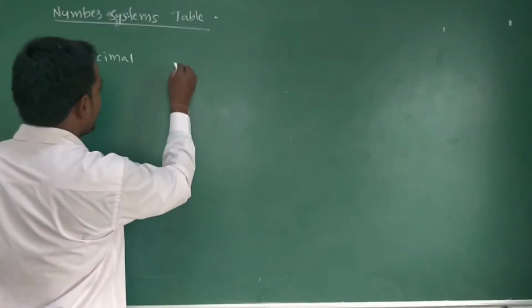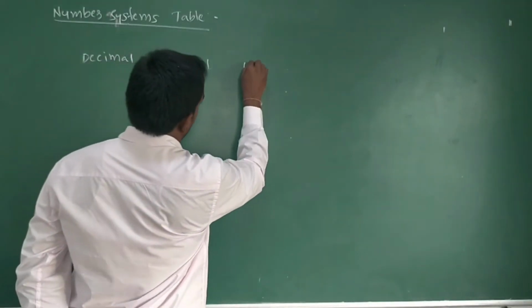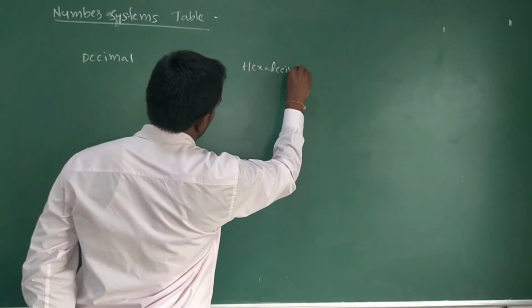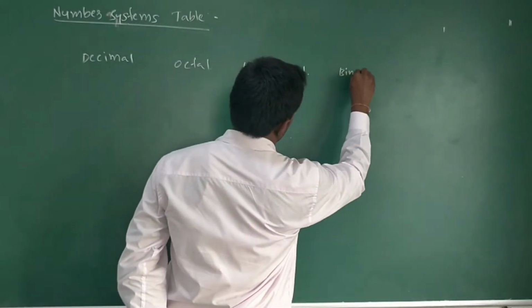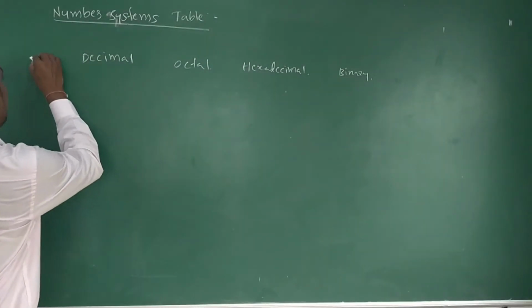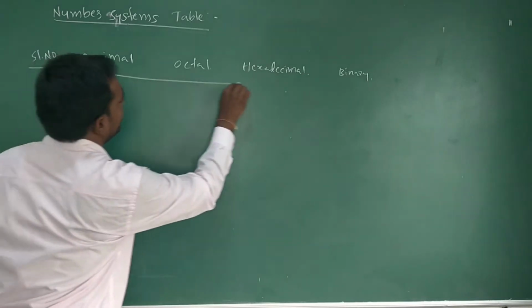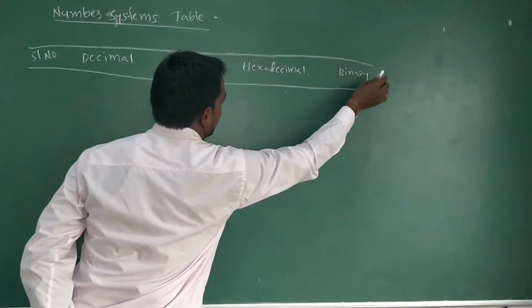decimal number system, octal number system, hexadecimal number system, and binary number system. Take it as a serial number, and here each equivalent number system will be discussed.